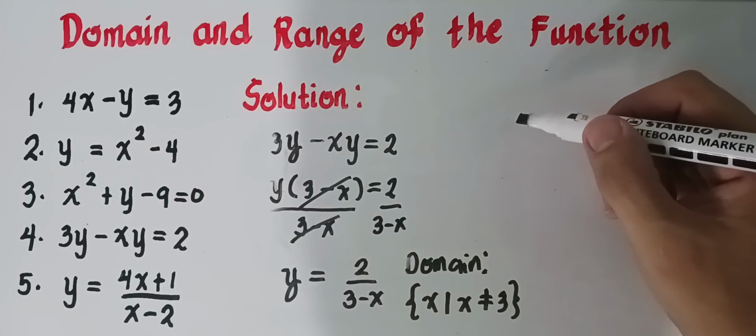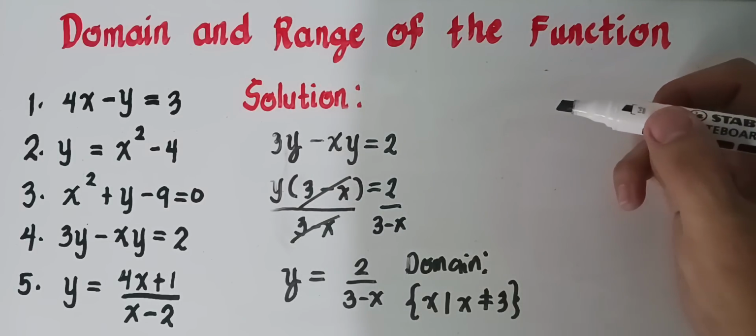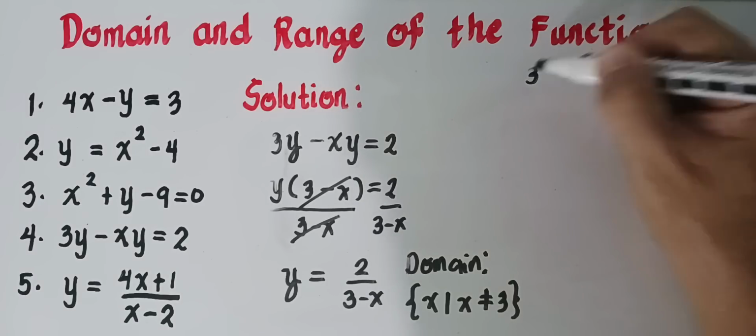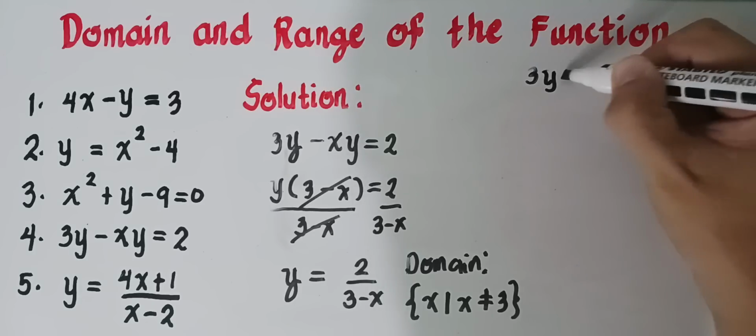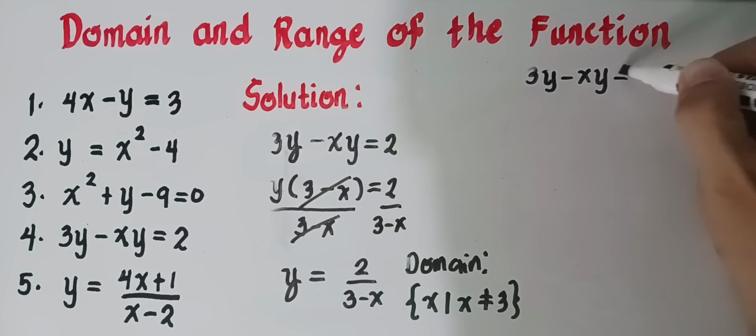And, of course, to find for the range, solve for x. So, meron tayo ditong 3y minus xy equals 2.